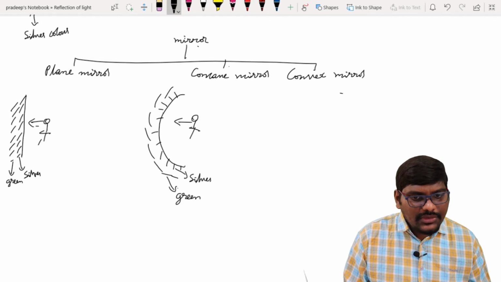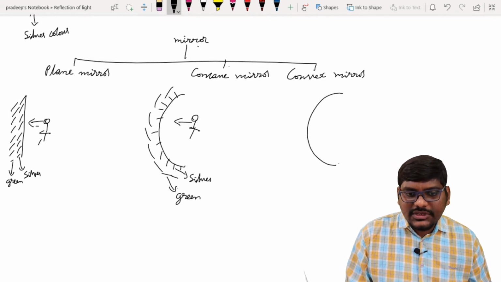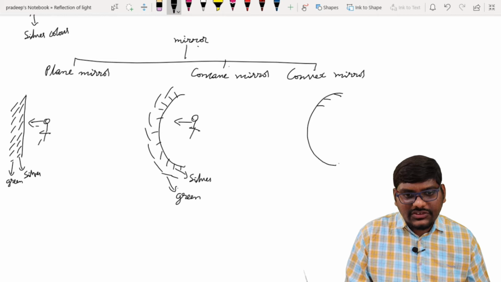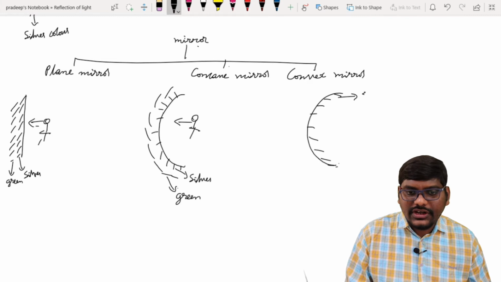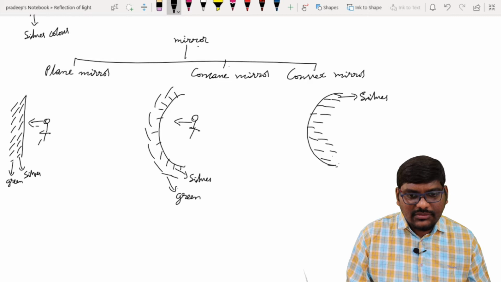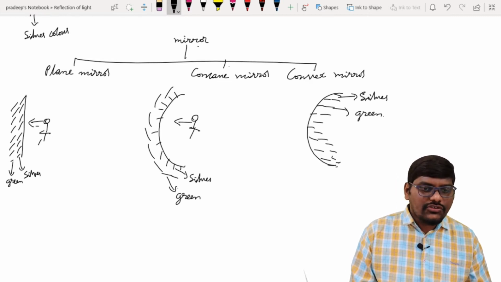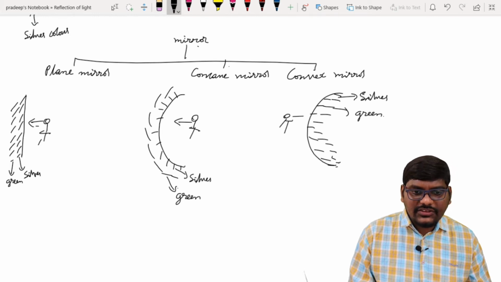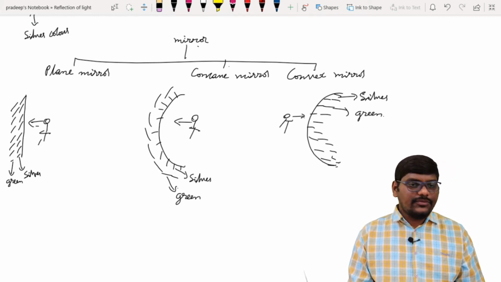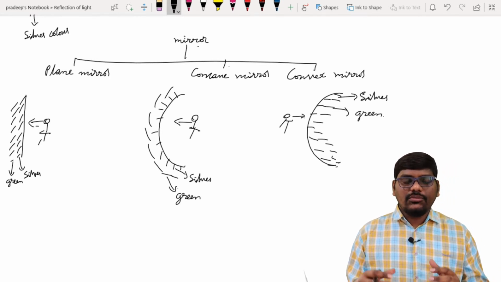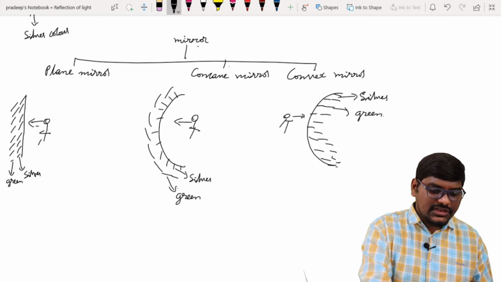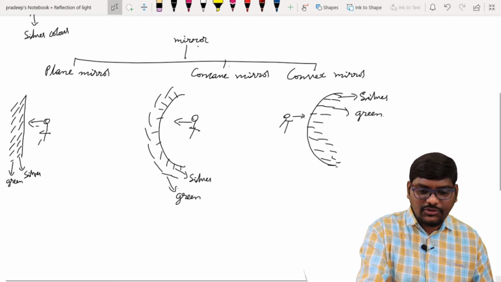Let's see one more mirror, that is the convex mirror. This is also a curved mirror, where it is coated on the inside. Again the first coating is silver, and then it is coated with one more dark color, let's say green as an example. Now you are standing on this side and seeing your own image on this side. So these are three different types of mirrors. Before understanding these mirrors better, I'll give you brief information about each.